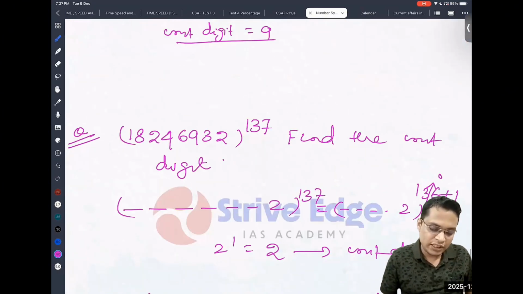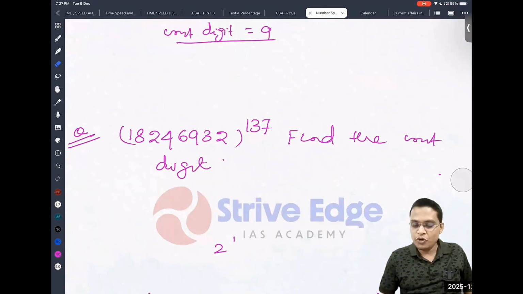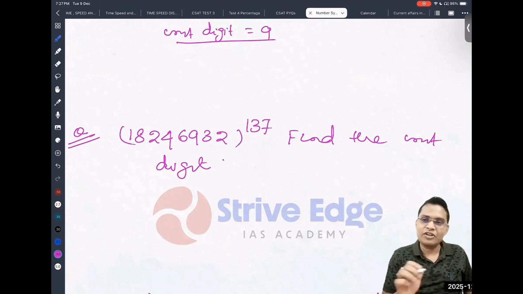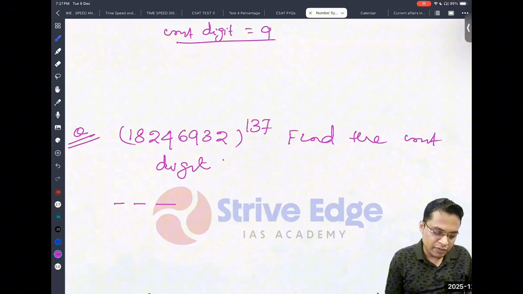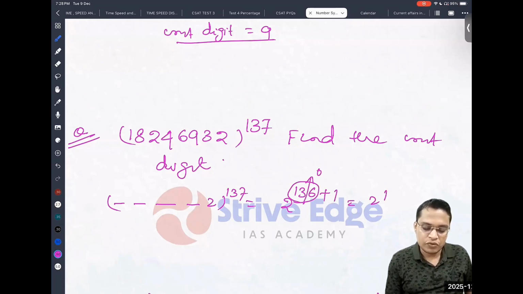The same kind of question is asked here: find the unit digit of this big number. We should not fear this big number. What is our concern? To find the unit digit. Whatever the number, the unit digit base is 2. 2 to the power 137, I can write as 2 to the power 136 plus 1. This exponent is divisible by 4, so we eliminate that. So it is 2 to the power 1. Then what is the unit digit?